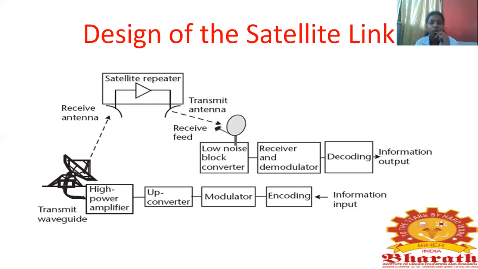These two will be combined and then sent up to the up converter. What this up converter does is it chooses a suitable medium to send the wave that you have modulated to the satellite. After choosing the medium, it is transmitted.